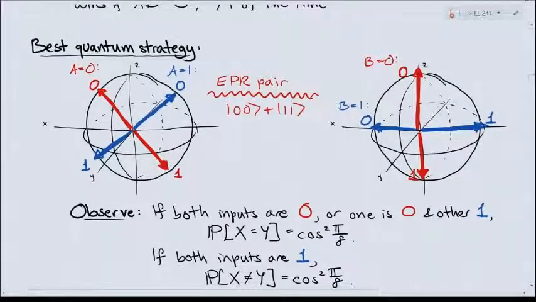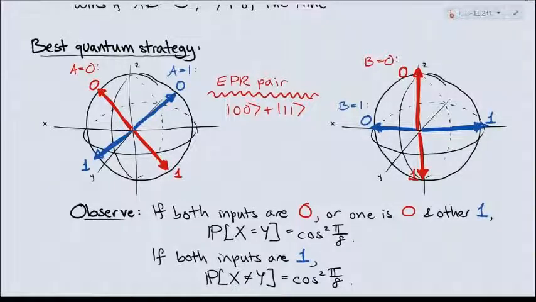And you can see that if they both get 0, the angle between these axes is 45 degrees. If one gets 0 and the other gets 1, the angle between the axes is 45 degrees. But if they both get 1, the angle between the axes is 135 degrees, which means that they're going to output the same answer with probability cosine squared pi over 8 if they both get 0 or one gets 1. But if they both get 1, then they get different answers with probability cosine squared pi over 8.